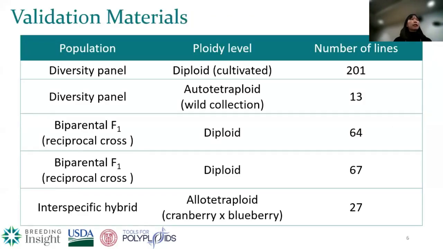To validate this 3K marker panel, we used the cultivated diploid diversity panel and the wild diploid and tetraploid diversity panels to test the performance of the marker panel. We also used two diploid reciprocal cross F1 populations that can be genotyped for linkage map construction. Also, we used allotetraploid cranberry blueberry interspecific hybrids, so that we can test the 54 cranberry blueberry conserved markers.